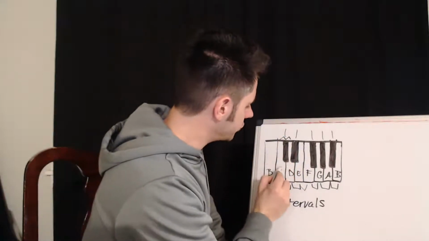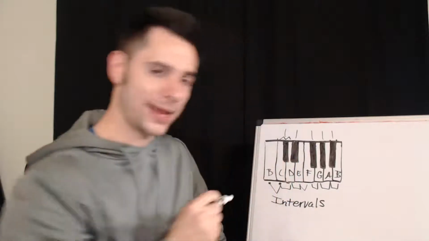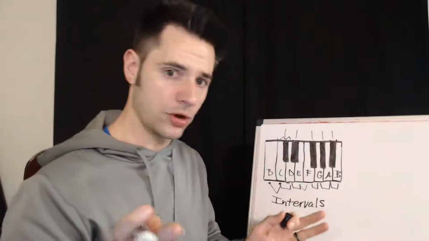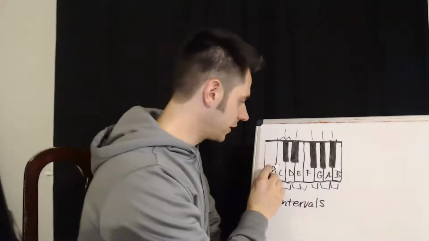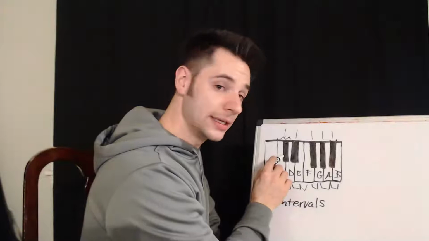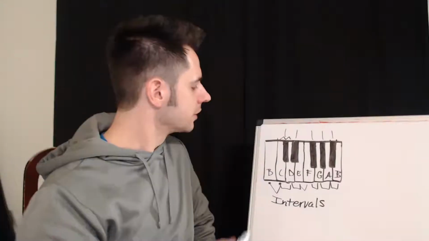Coming back up top, we have this interval between C and this note right here. It's a half step, okay? Now, that's a black key, all right? That is its own note, but it uses either the letter C or the letter D to identify it.